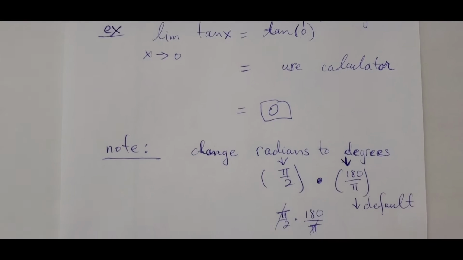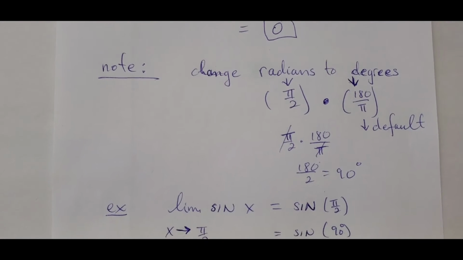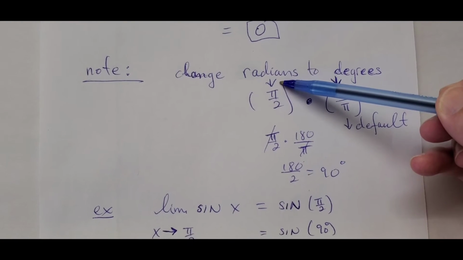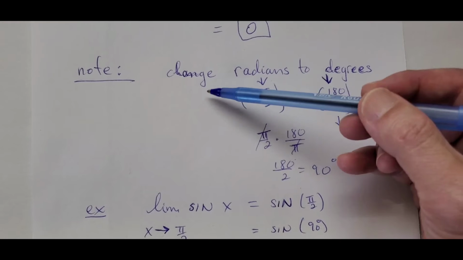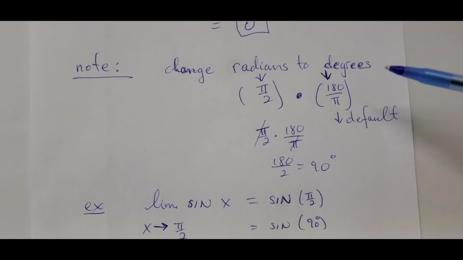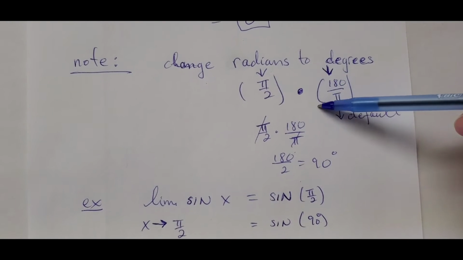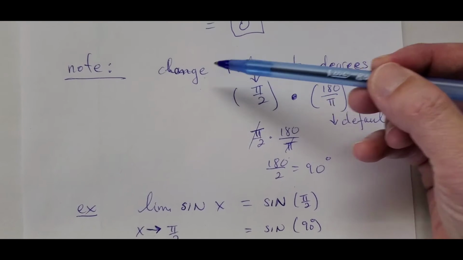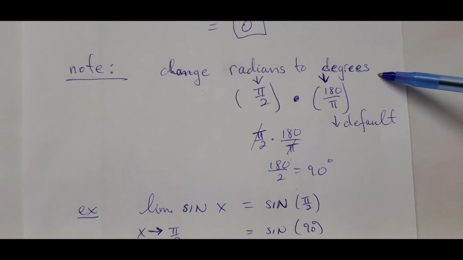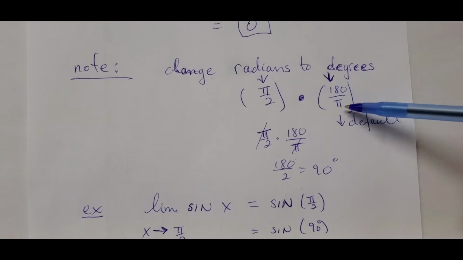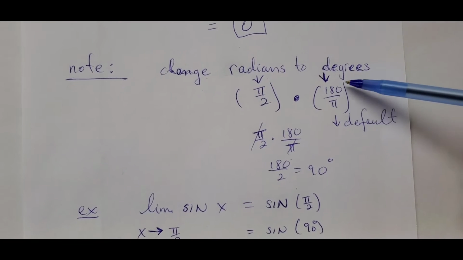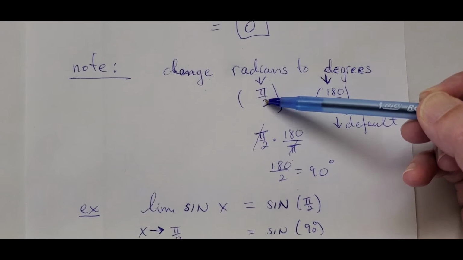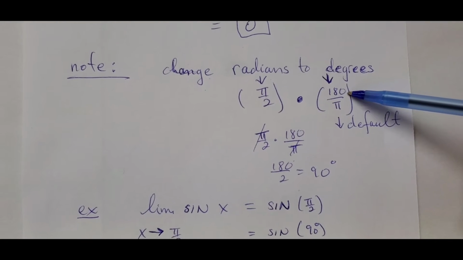What happens when it is not in degree mode? For example, to change radians to degrees, by default you will always multiply by 180 over pi. Whatever your radian is, you multiply by 180 over pi.